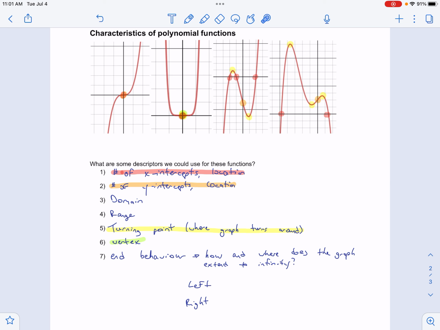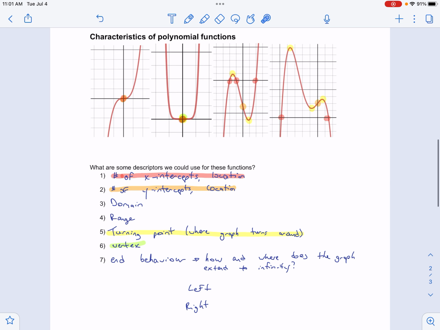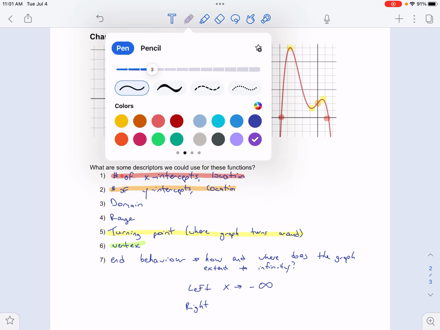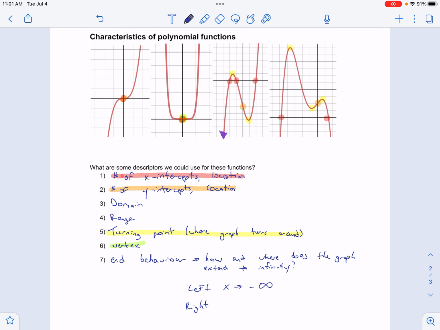Our third graph, on the left-hand side of the graph, my graph is going down towards negative infinity. So on the left-hand side, I would actually write x approaches negative infinity. I'll add a little purple arrow there so we can see that it's going all the way down. And then on the right-hand side of my graph, it's actually going up towards infinity forever and ever and ever, and that's going towards positive infinity. So on the right-hand side of my graph, it's going up.